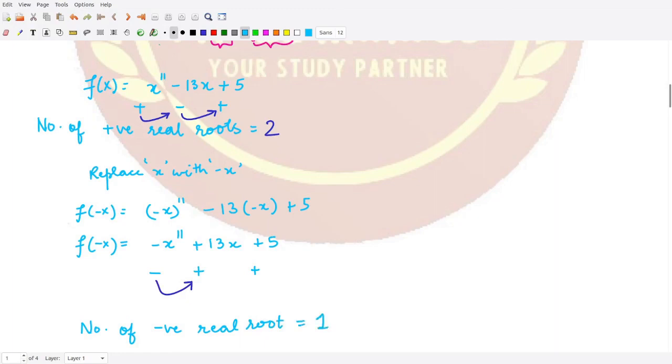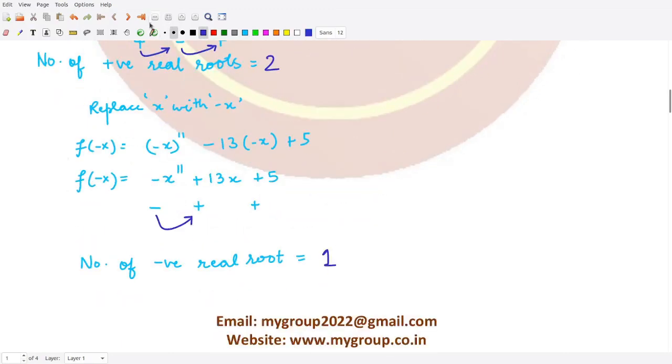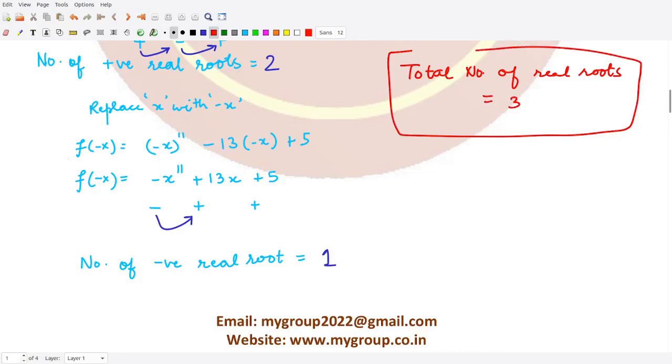So if we have 2 positive roots and 1 negative real root, that means the total number of real roots would be equal to 3, right? So this is your final solution.